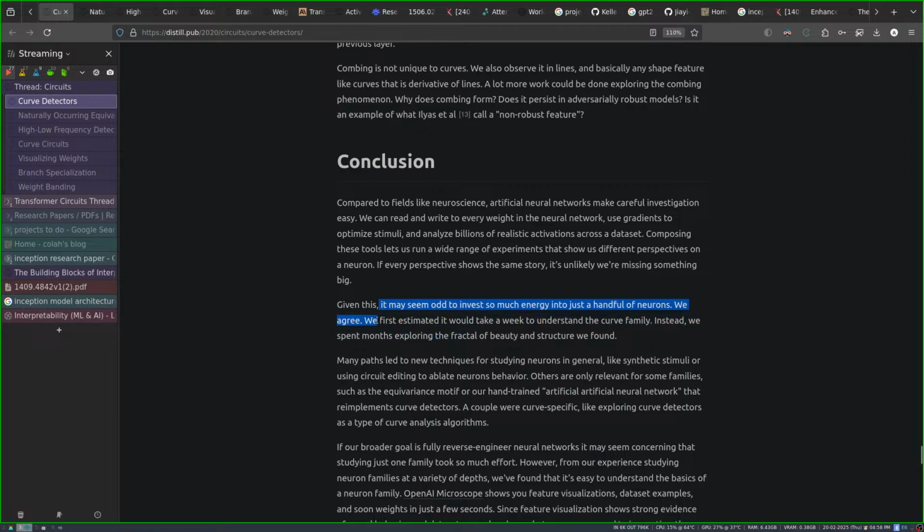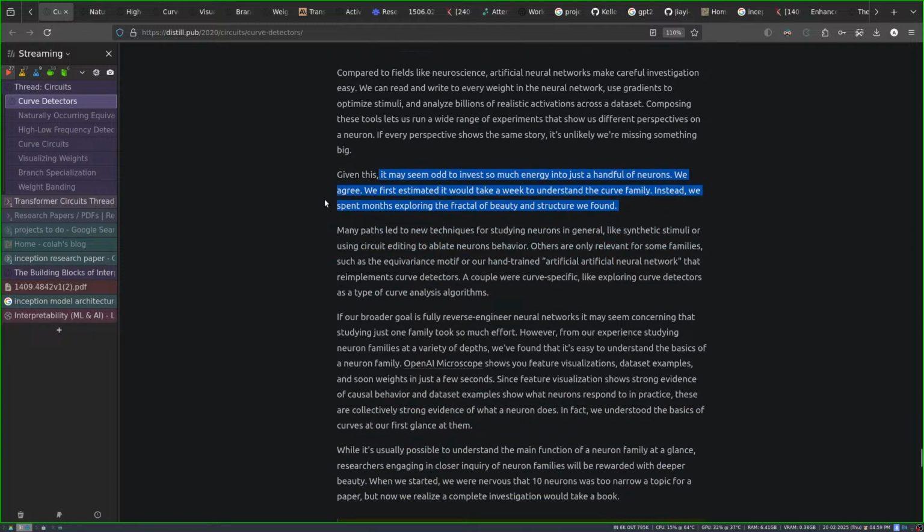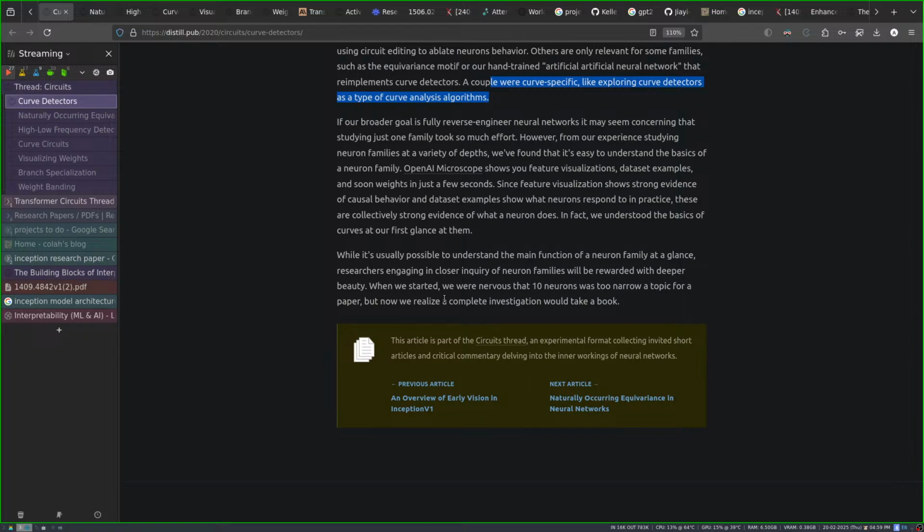We agree. We first estimated it would take us a week to understand the curve family. Instead, we spent months exploring the fractal of beauty and structure we found. Many paths led us to techniques for studying neurons in general, like synthetic stimuli or using circuit editing to ablate neuron behavior. Others are only relevant for some families, such as equivariance. A couple were curve specific. A broader goal is to fully reverse engineer neural networks.